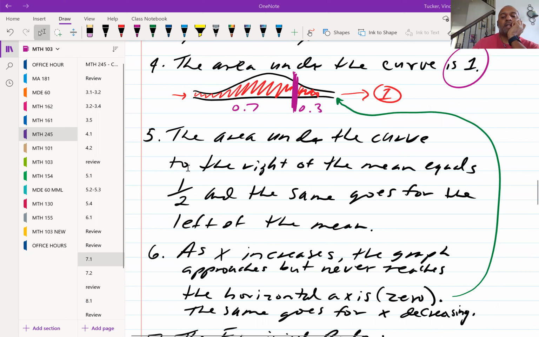Number 6, as x increases, the graph approaches but never reaches the horizontal axis, which is 0. And the same goes for x decreasing. So that's what this space emphasizes here. That's why I drew that green arrow, just to emphasize whenever you draw the diagram or wherever you see the diagram drawn, there should be a space right here, no matter how far it goes to the right or how far it goes to the left, because it's never supposed to actually reach 0.